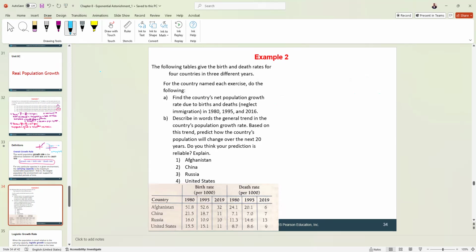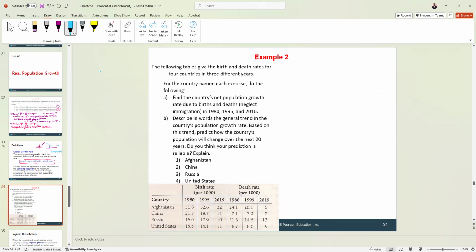So find your country's net population growth rate due to birth and death rates, neglecting immigration, in 1980, 1995, and 2000, not 2016. I think the problem should be 2000. We don't have 2016. I think I might have made a mistake putting 2016. I'm going to check that anyway. That's very important to verify.